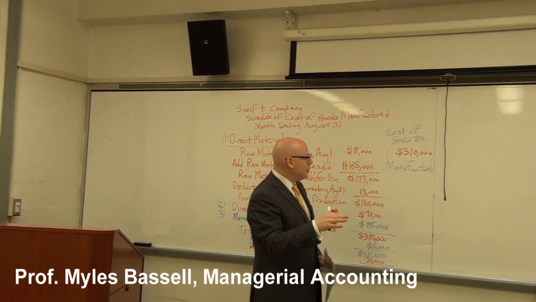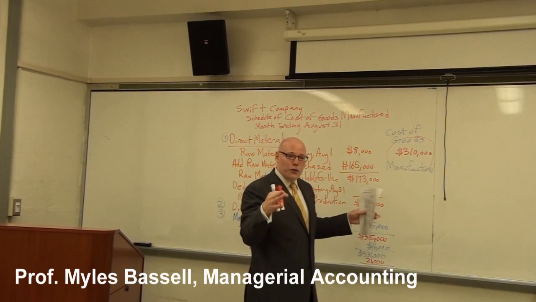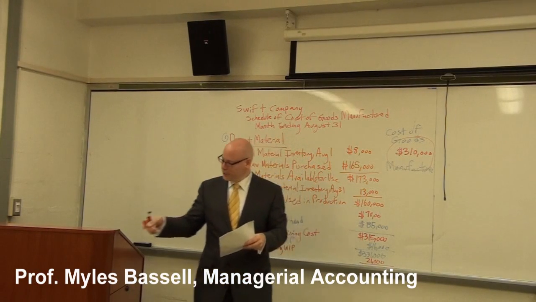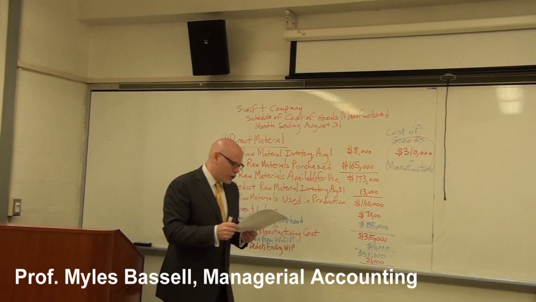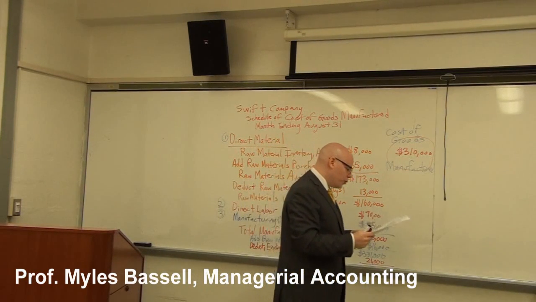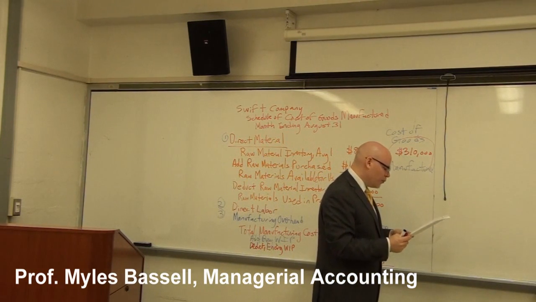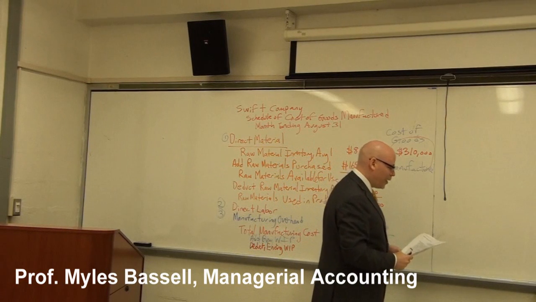We're going to look at an abbreviated version of the income statement for this company. So now that we have the cost of goods manufactured, what we can do is calculate the cost of goods sold based on the information that we're given.